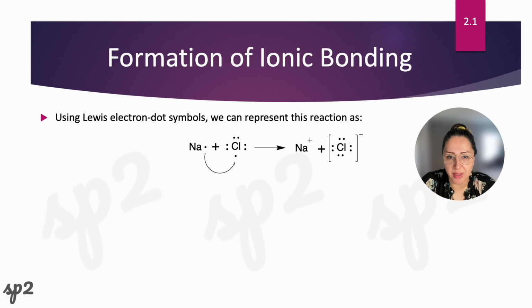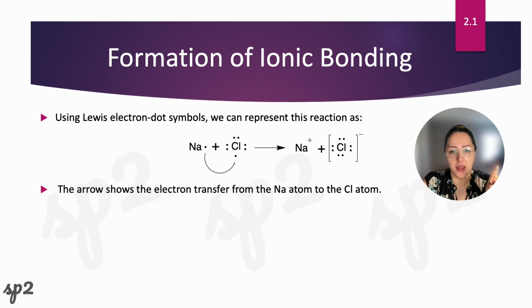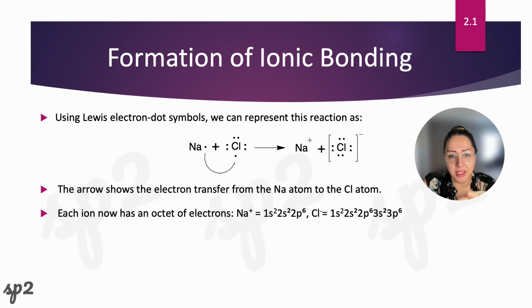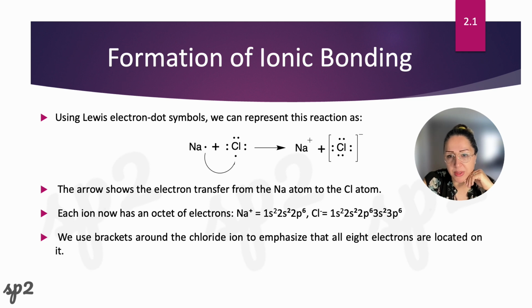Okay, so let's continue our discussion on this reaction. I can use the arrow here to present the electron transfer from sodium to the chlorine atom, right? And each of these ions now has an octet of electrons. They all have the closed shell configuration, and you can see that by their electron configuration as well. And we typically use the square bracket around the anion to show that we have the 8 electrons located on our chlorine, okay?